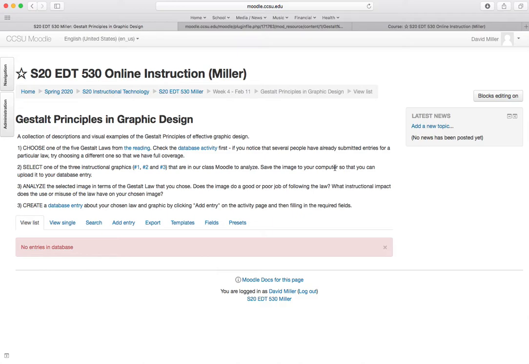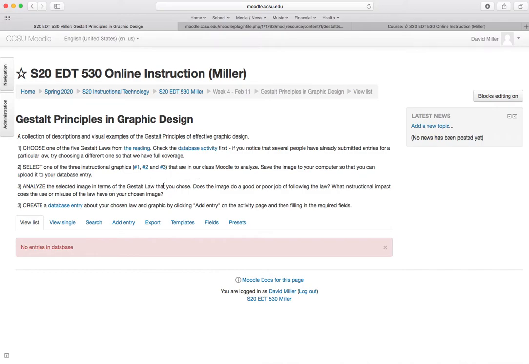And the easiest way to do that is just to save the image to your desktop or to a folder and then move it from there. So pick one of the 3 images. It doesn't have to be a good example of the law you've picked. It could be a bad example of the law you've picked. So you've picked a law, you've picked an image.